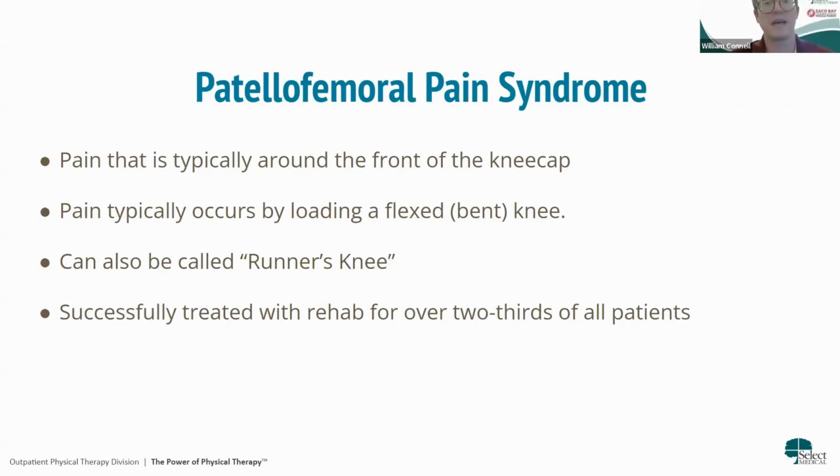Basically, this is something that we can see really good success with treating in physical therapy. Over 2/3 of the patients we see will experience no pain from just a basic exercise program. Those hip abductors are a huge deal here. And we see patellofemoral pain syndrome slightly more in women than we do in men. And that hip strength in the hip abductors is a big reason why.